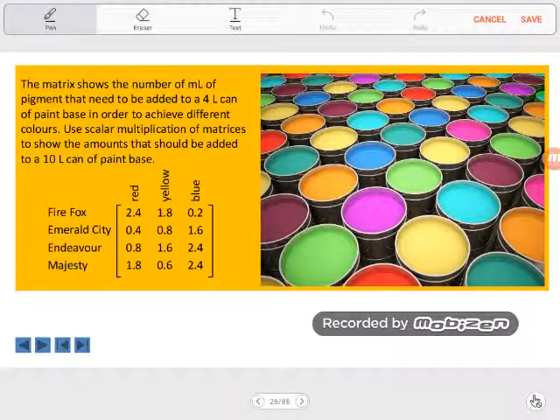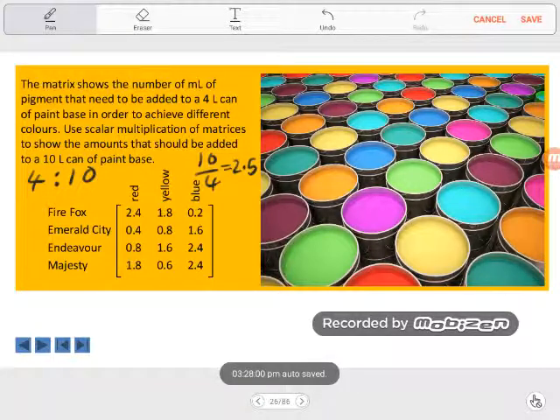Now, this example asks you to scale up a 4-litre can to a 10-litre can. See if you can figure out the scale ratio. Pause the video and try and get that scale ratio. Okay, so to get this scale ratio, we divide 10 by 4, which is 2.5. So we need 2.5 times as much pigment of each of these colours in order to scale this up from a 4-litre can to a 10-litre can.